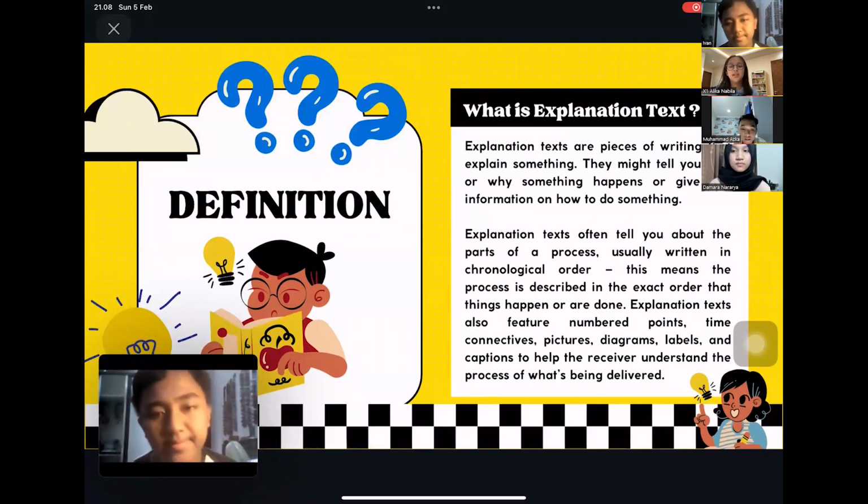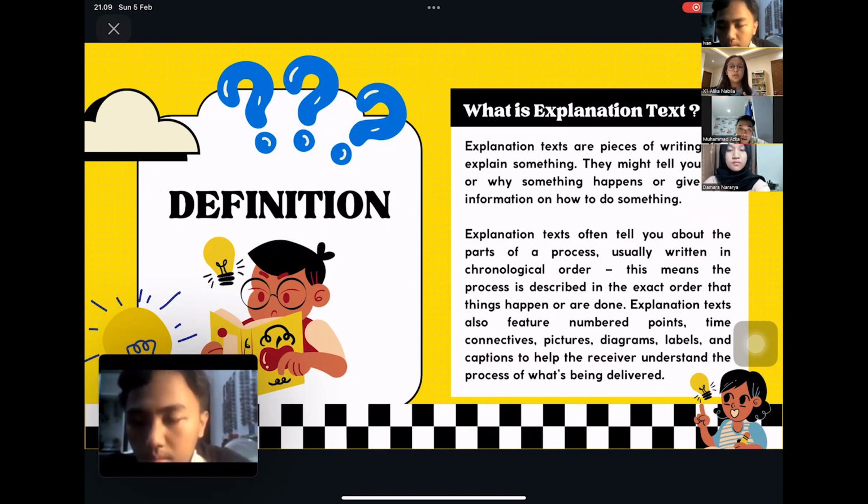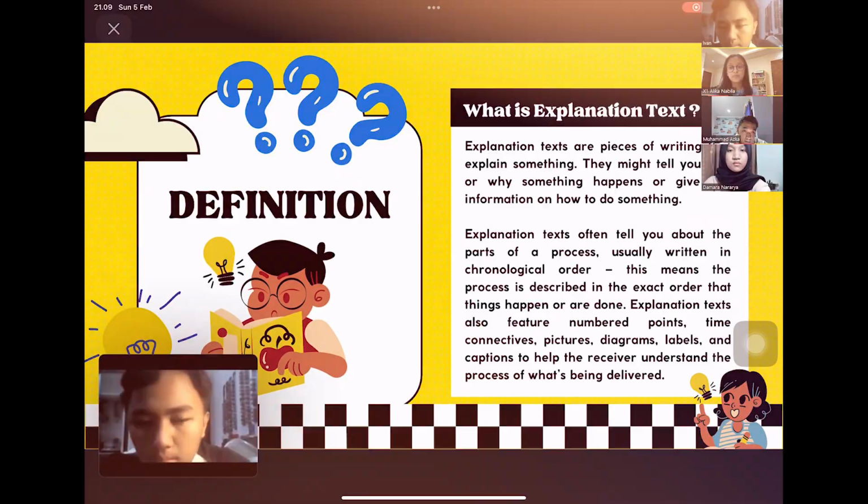So in this slide, I'm going to explain the definition of explanation text. So what is explanation text? Explanation texts are pieces of writing that explain something. They might tell you how or why something happens or give you information on how to do something. Some examples are information books or leaflets, recipes, news or current affairs articles.